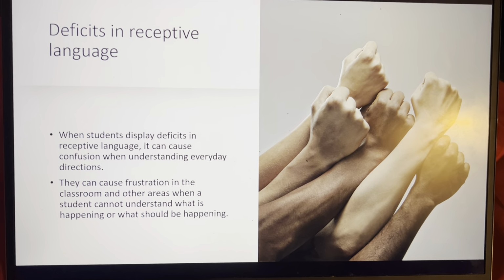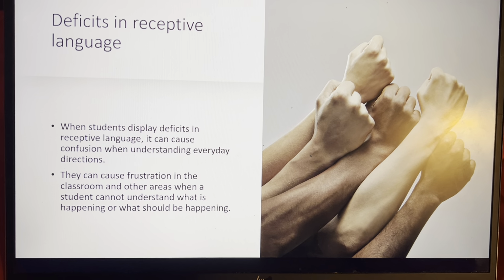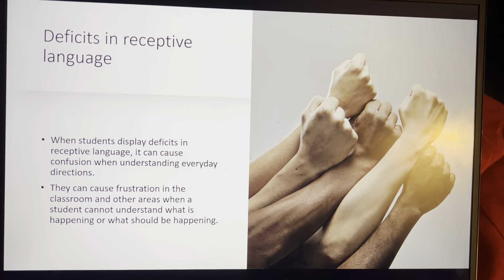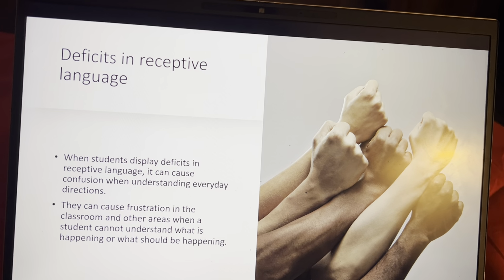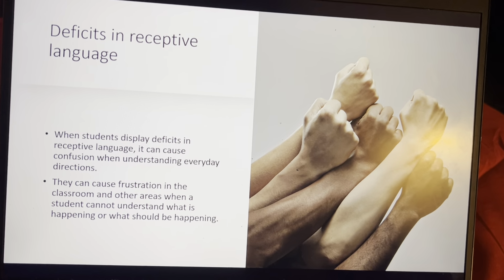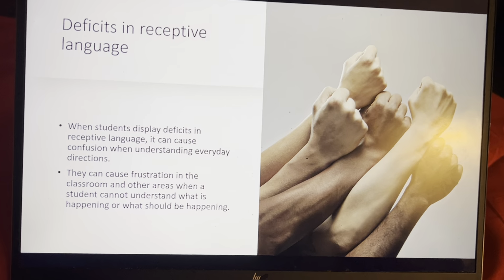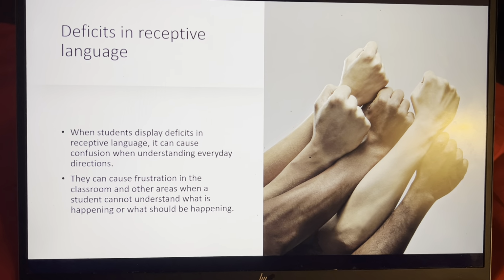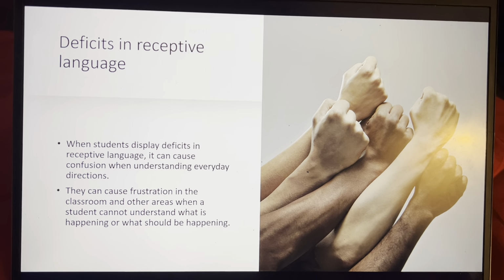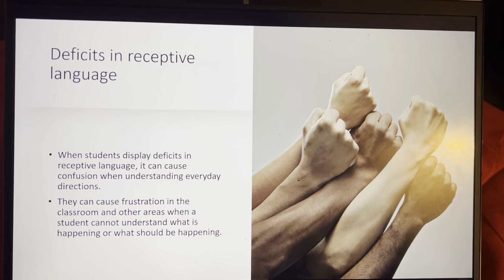When a student shows a deficit in receptive language, it can be perceived as confusion when understanding everyday directions. A student might be told to circle the answers on the page, but they don't understand what that means, and they might be circling everything. It can cause frustration in the classroom and other areas when a student cannot understand what is happening or should be happening. If a student is nonverbal, they may not be able to tell you they don't understand. They may show frustration and get angry, trying to tell you that they are not understanding what you are trying to tell them.